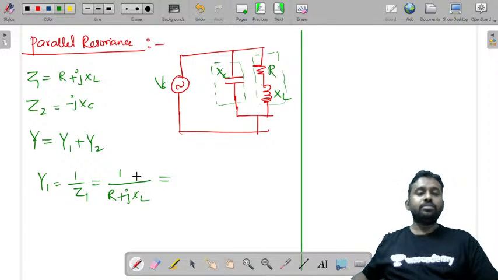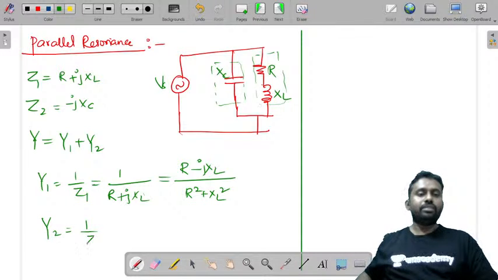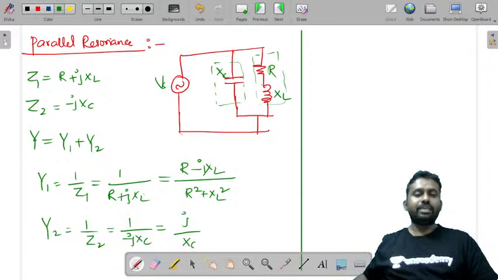So you multiply and divide by R minus JXL, and you'll get R minus JXL by R plus JXL into R minus JXL. It is R square plus XL square. Because we have to separate real and imaginary parts, we have done this. And you can also write Y2 is equal to 1 by Z2, that is 1 by minus JXC. If you take J to the numerator, it is J by XC.